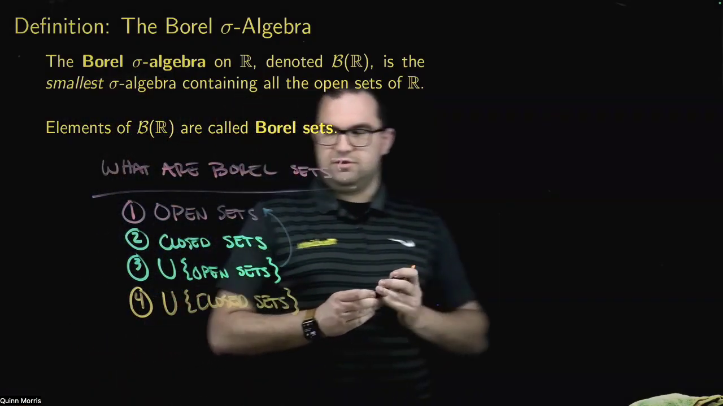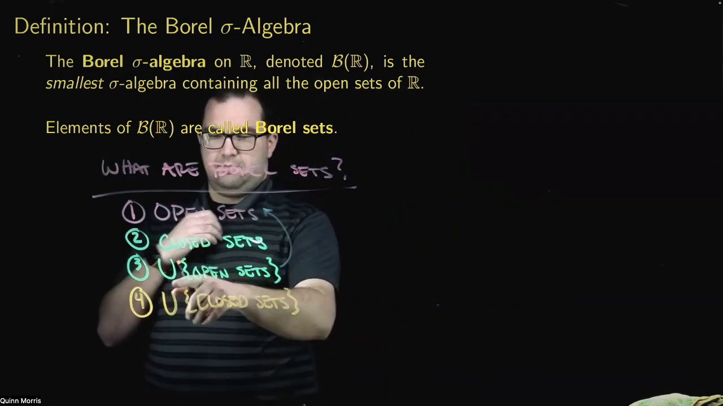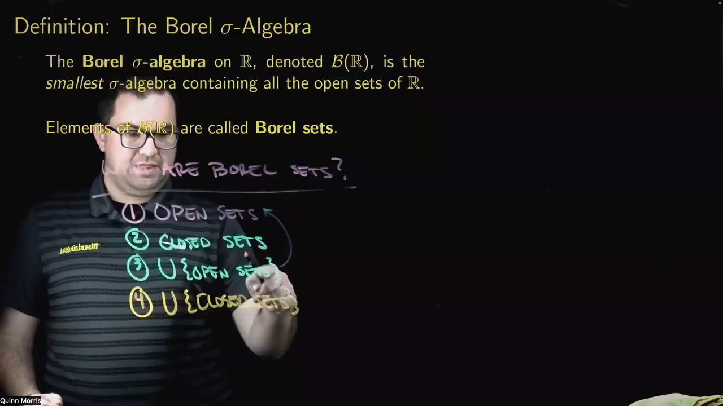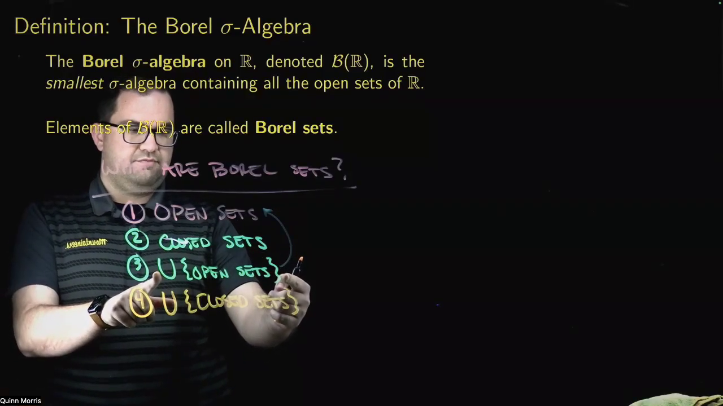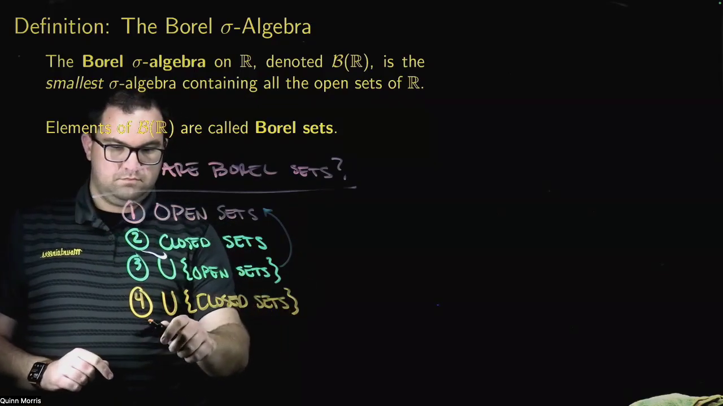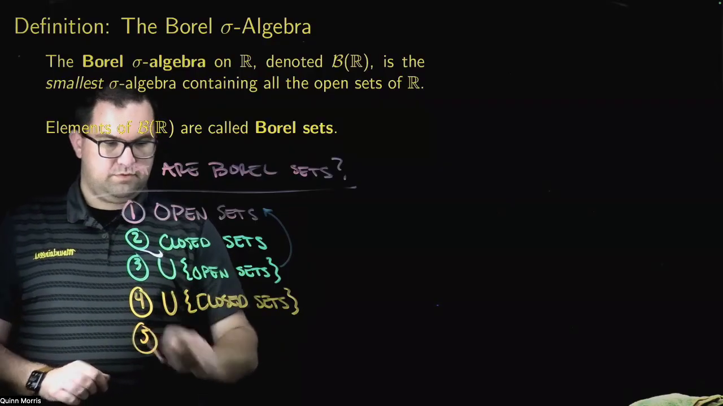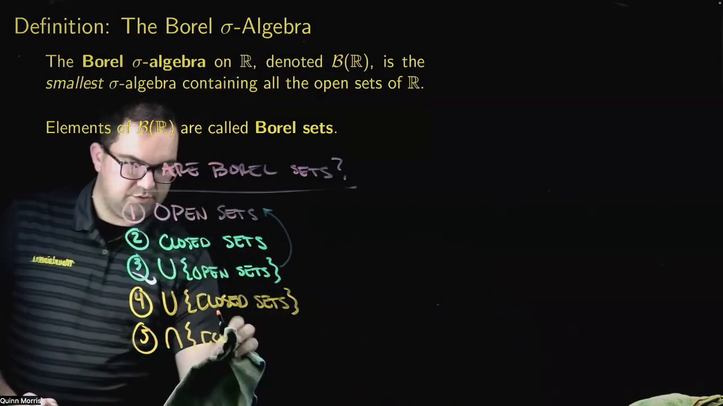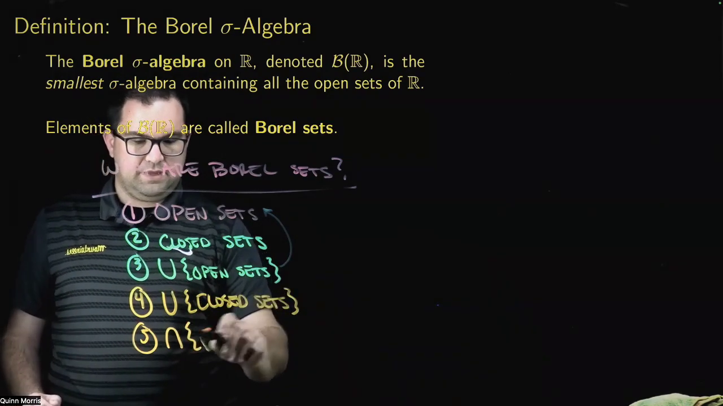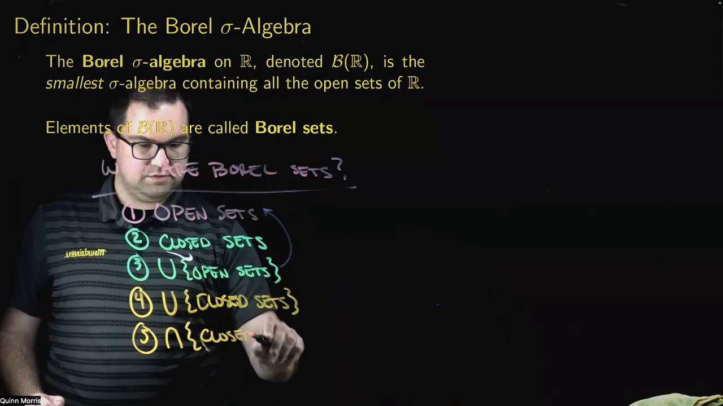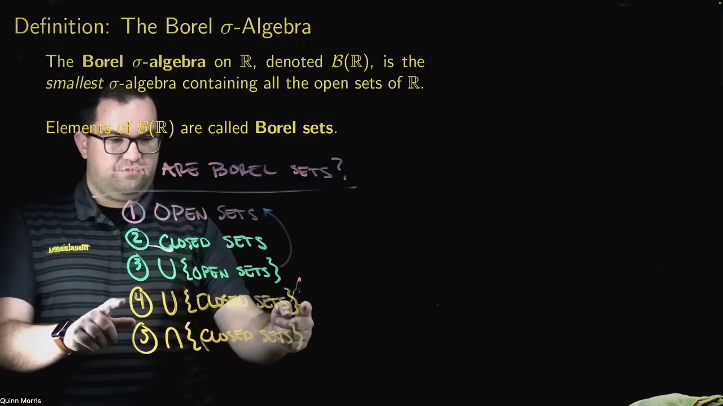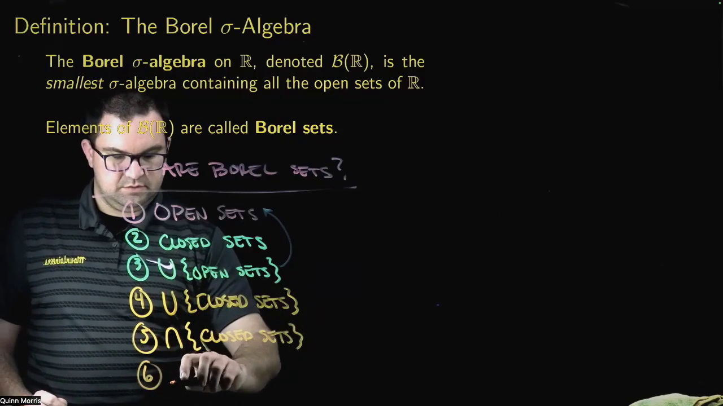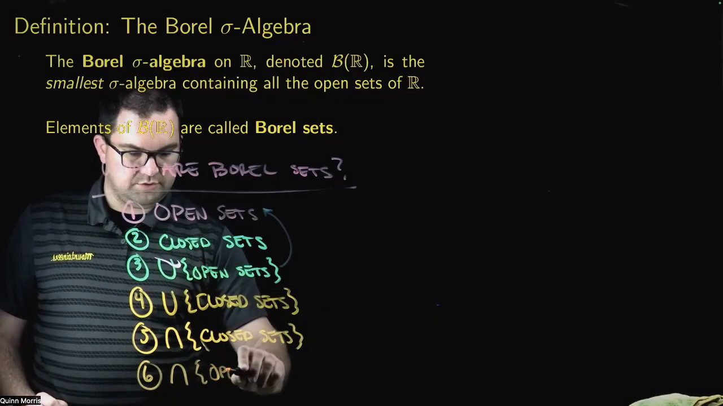And if I also think about taking complements of these things, those complements would then become intersections. The complement of this would give me, the next thing we would get would be a countable intersection. So if I took a complement of sets of this form, I would get countable intersections of closed sets. And then if I took a complement of this, I would get countable intersections of open sets.